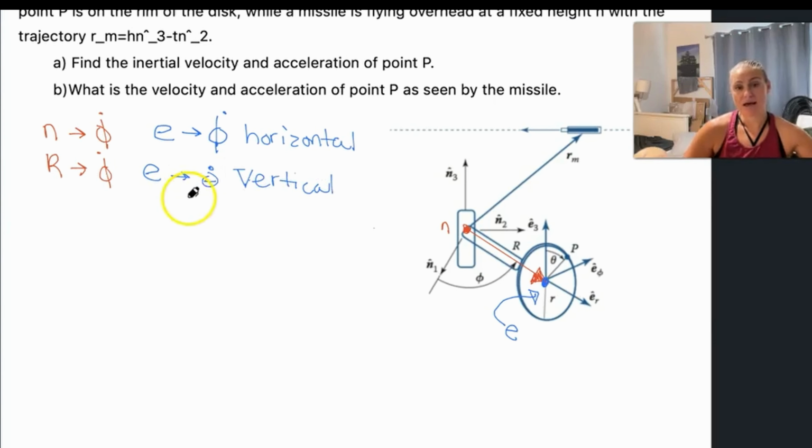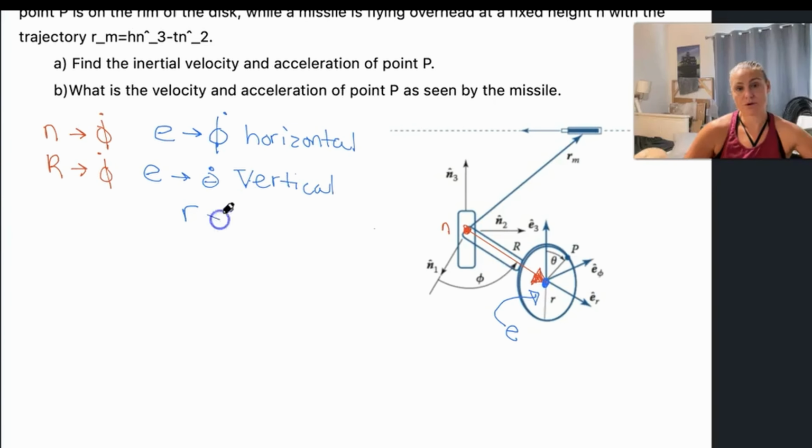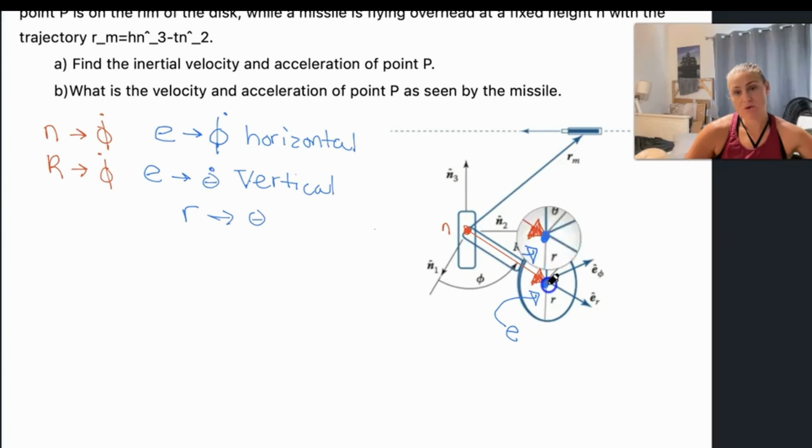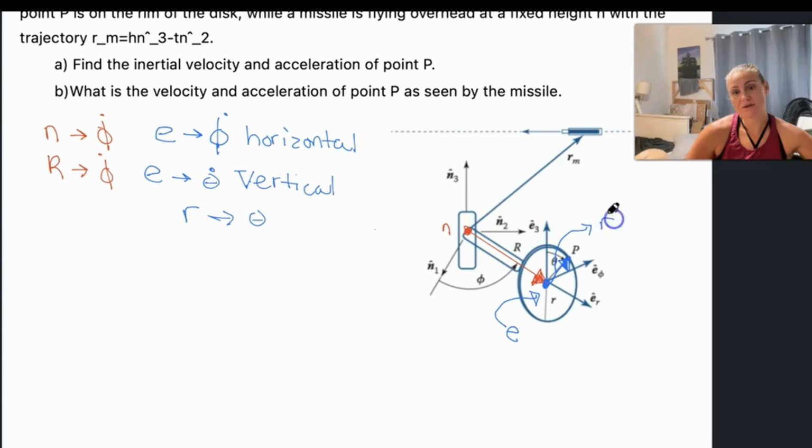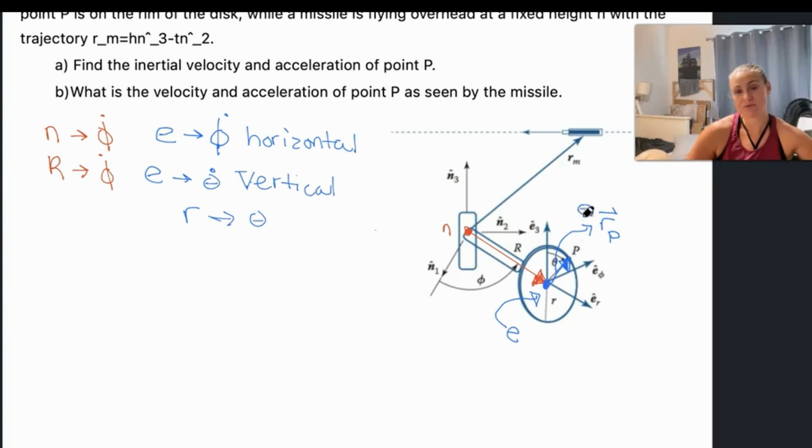Big R was related to phi dot. Little r is going to be related to theta, and the reason I say that is because I'm going to draw a vector here that attaches the origin to P. We're going to call this vector little r. It is pointing to the point P, and it is being viewed from the E reference frame.